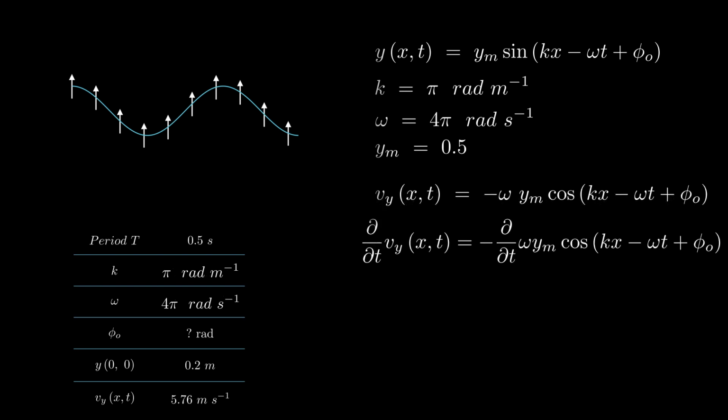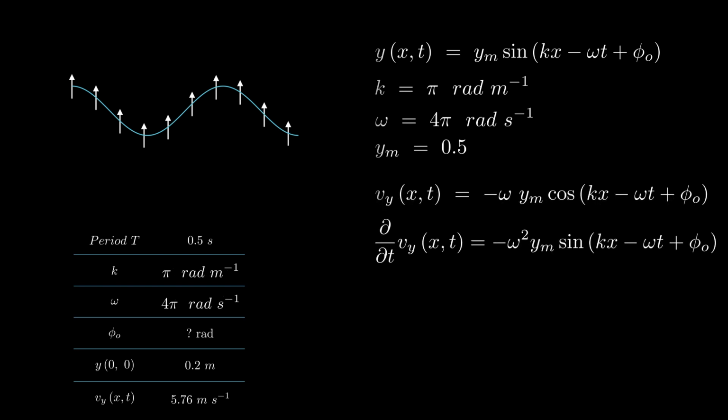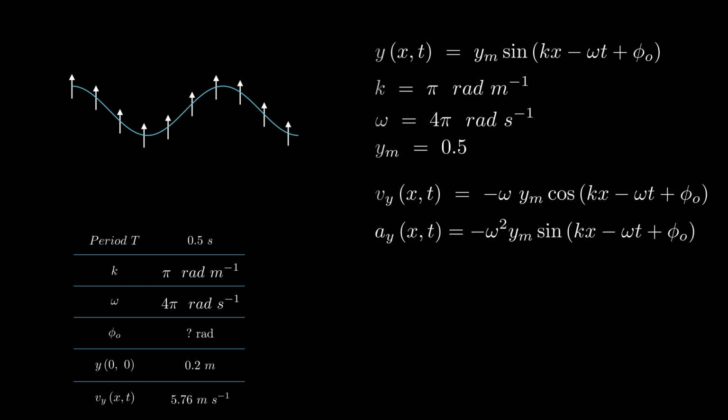Upon differentiating the transverse velocity function with respect to time once more, we obtain the transverse acceleration. This indicates how the velocity of each point on the wave evolves over time, in the perpendicular direction. Essentially, it delineates the rate at which the vertical motion of the wave is changing at each point.